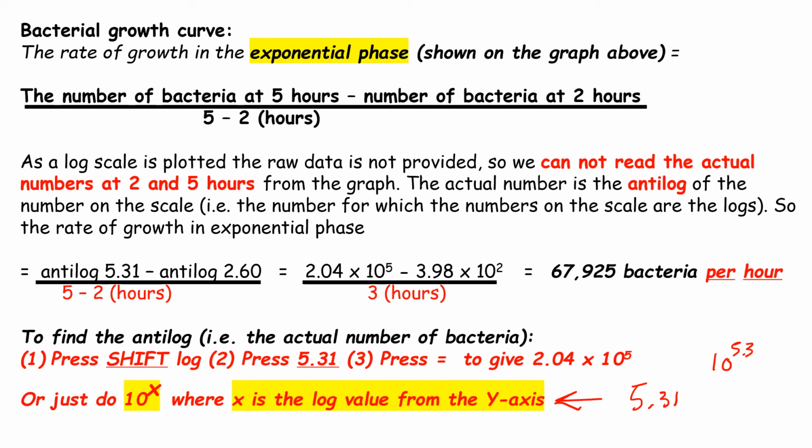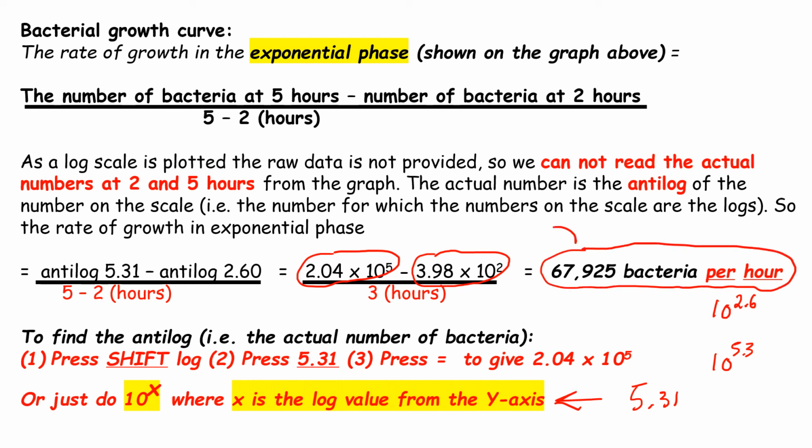So if you look here, I've actually converted that, where I've circled this bit. So 5.3 is the log number. So to get back to the big number, it's 10 to the power 5.3, and that will give you 2.04 times 10 to the power 5. If the log number is 2.6, we can convert that back to the big number by 10 to the power 2.6, and that gives us 3.98 times 10 to the power 2. So we subtract the two numbers, and that gives us the number of bacteria increased over 3 hours, and we can divide by 3 to get the number of bacteria per hour.